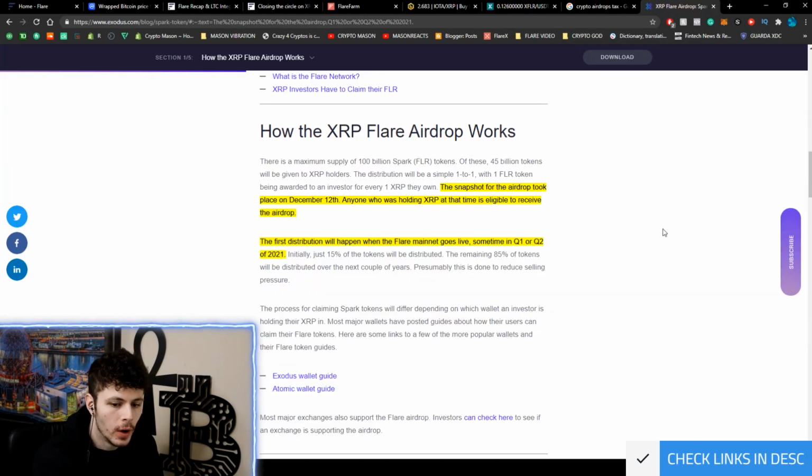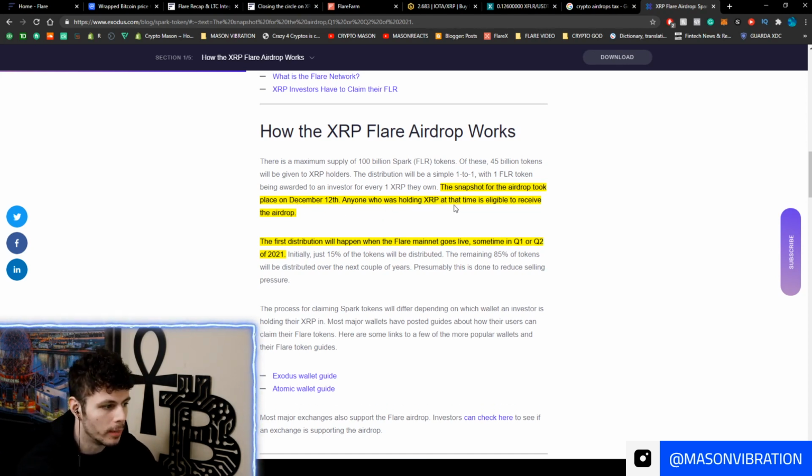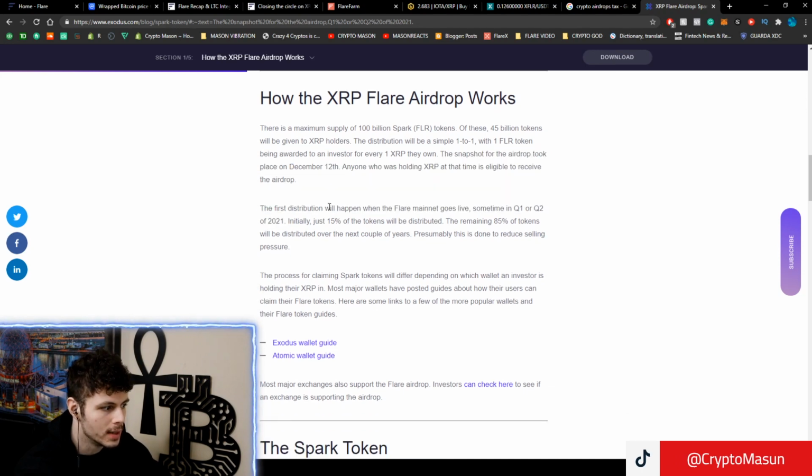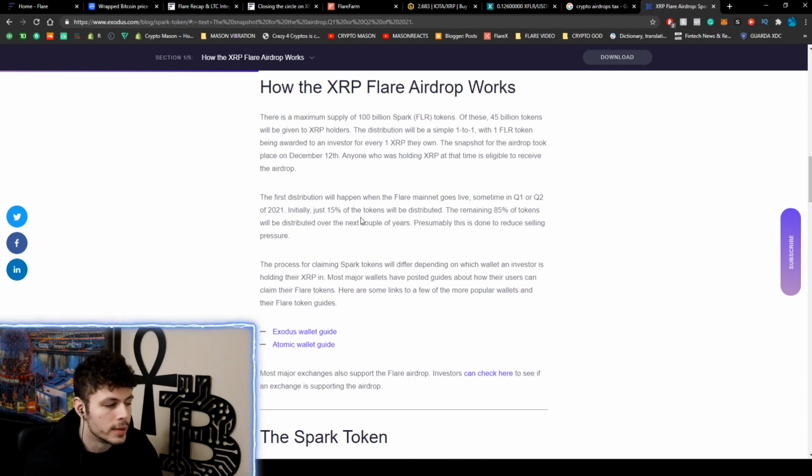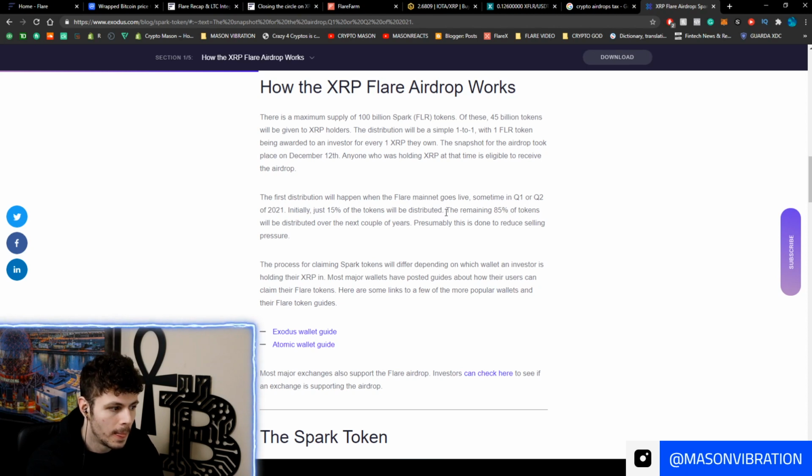So here is some more info right here about the Flare airdrop. If you miss this or something, the snapshot for the airdrop took place on December 12. Anyone who is holding XRP at that time is eligible to receive the airdrop. The first distribution will happen when the Flare mainnet goes live. That has not gone live yet. Sometime in Q1 or Q2 of 2021. So we're sitting in Q1 right now. Initially, just 15% of the tokens will be distributed. The remaining 85% will be distributed over the next couple of years.